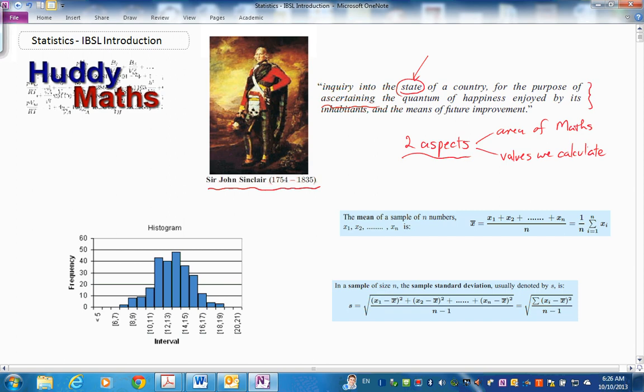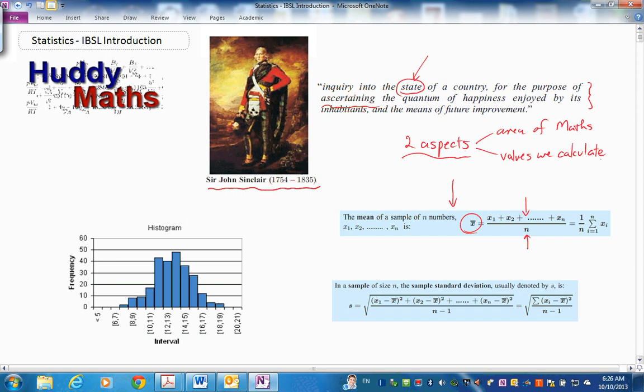So, in other words, come on down here. You might have done this before. Adding up all the numbers, see that there? Add up all the x's, x1, x2, etc. That may be the heights of people, and divide by how many there are, and we get something called x bar, or the mean. The symbol is x bar.